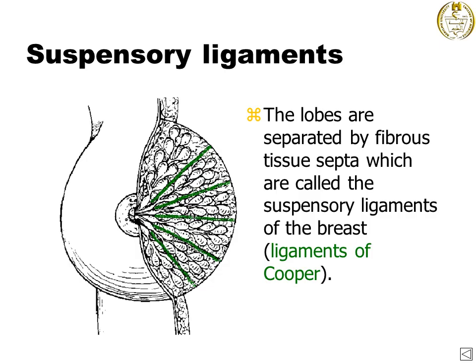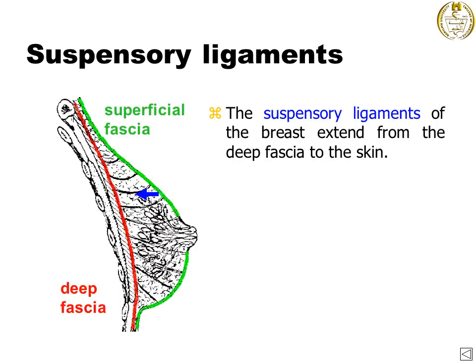Suspensory ligament. The lobes are separated from each other by a fibrous septum, which is called the suspensory ligament of the breast, also named Cooper's ligament. The suspensory ligament extends from the deep fascia toward the skin, so it separates the lobes.